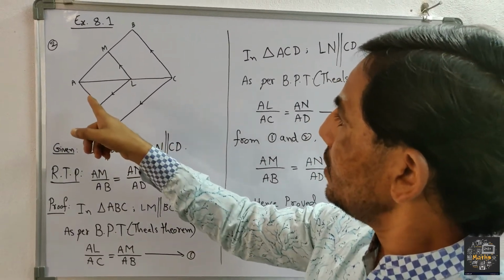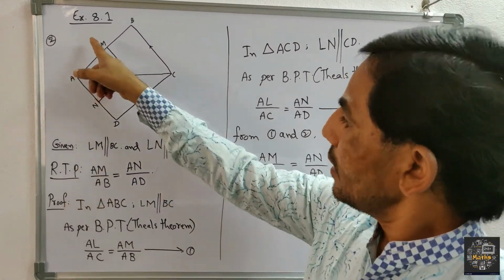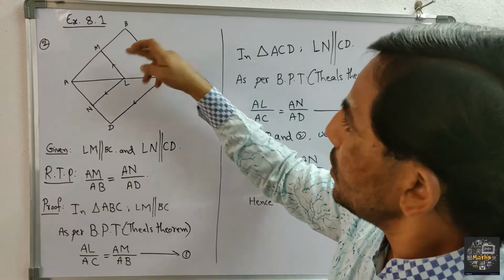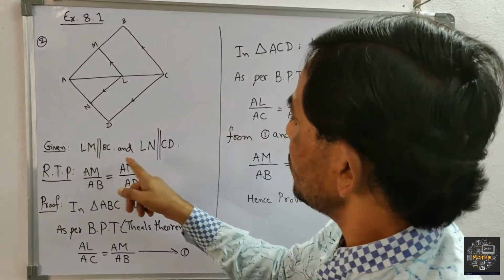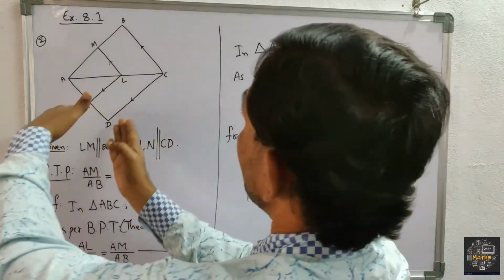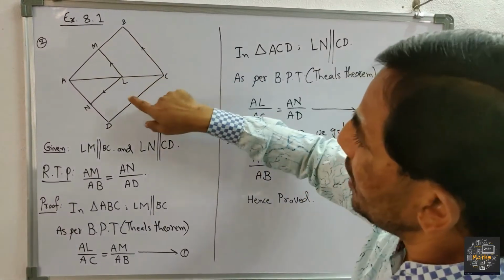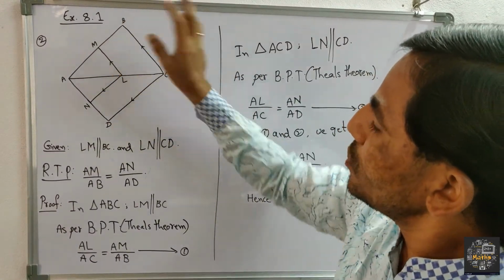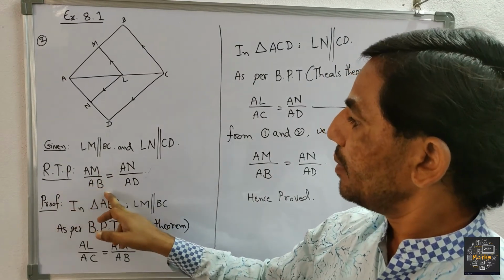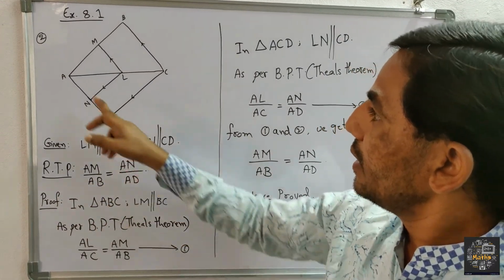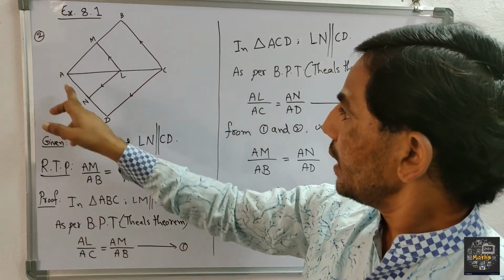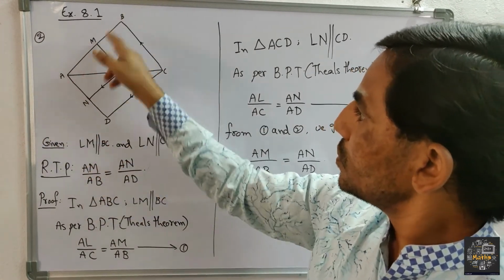So here given that LM is parallel to BC. These two lines are parallel, and also NL and CD. These two lines are parallel, already indicated here, and these two lines are parallel. Okay, required to prove what? AM by AB is equal to AN by AD. AM by AB is equal to AN by AD. These two lines like this.